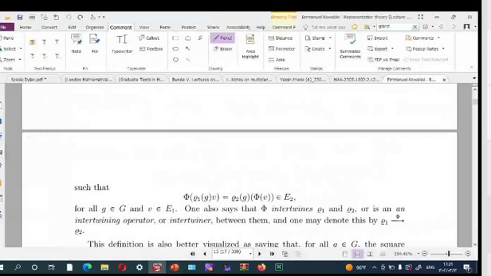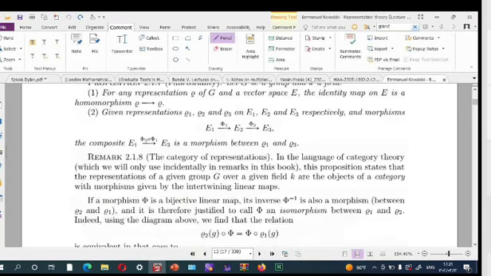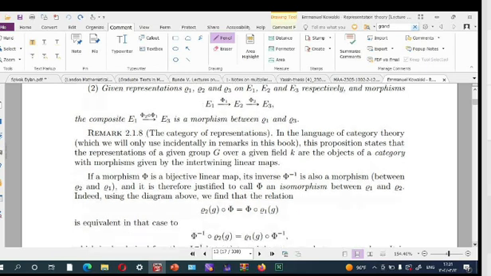So this proposition is very easy, and we have these two facts. And also we have this remark.